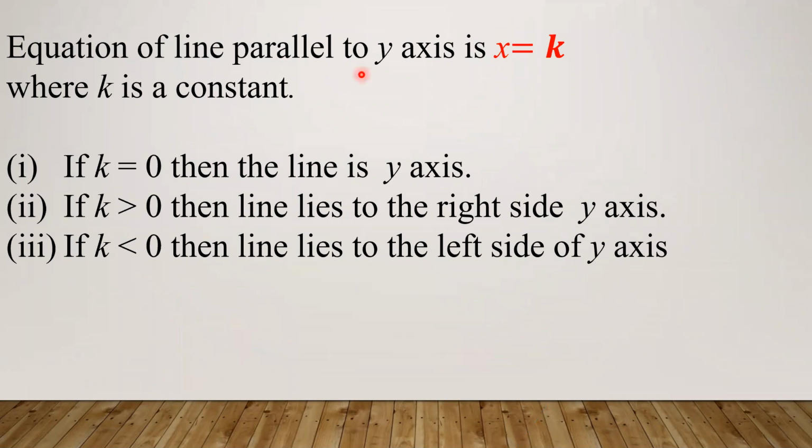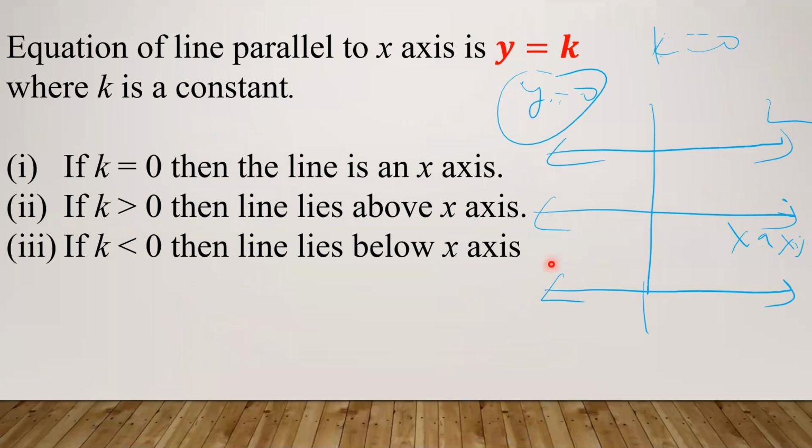Look at here. Equation of line parallel to y-axis is given by x equal to k, where k is a constant. If k is 0, the line is y-axis. If k is positive, the line lies to the right side. If k is negative, the line lies to the left side of y-axis.